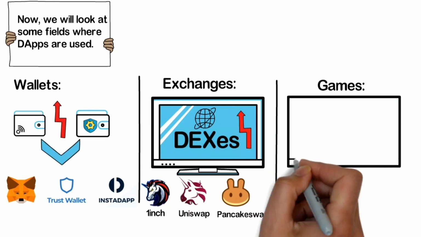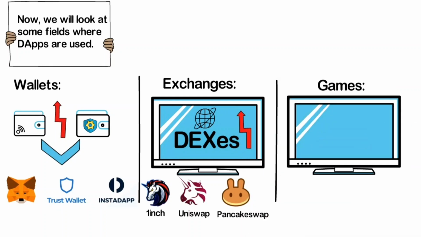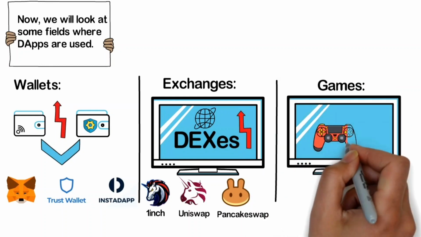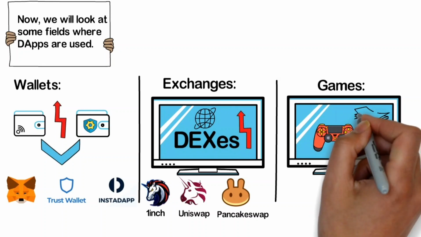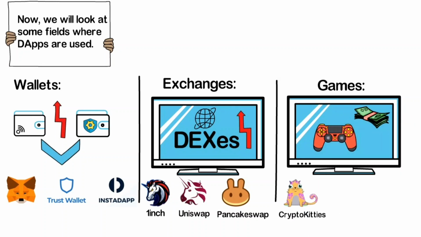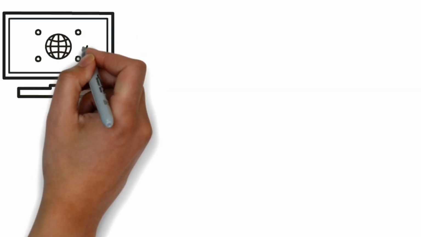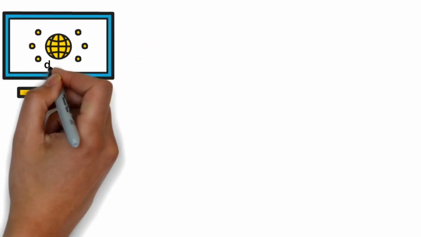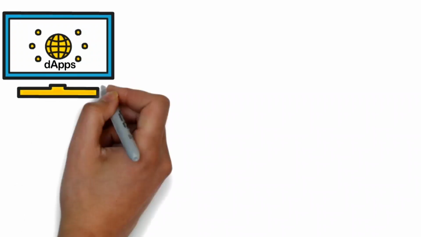Games: games on DApps are currently trending in the crypto community. People are investing a massive amount of funds in these games. Popular games are CryptoKitties, Axie Infinity, MyCryptoHeroes, etc. The future of DApps seems bright and full of possibilities. Many sectors have yet to see the implementation of DApps.